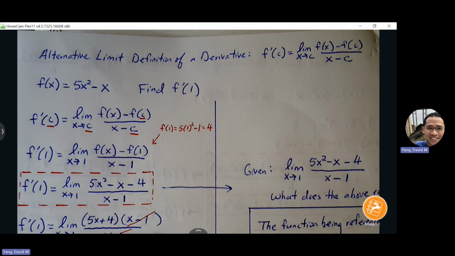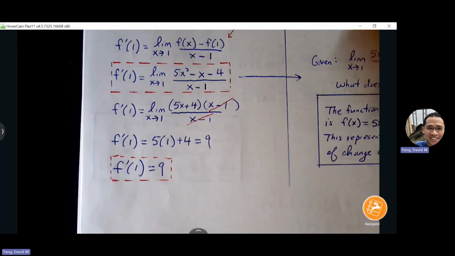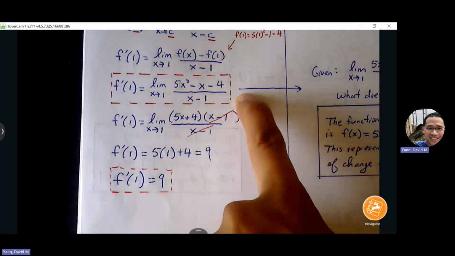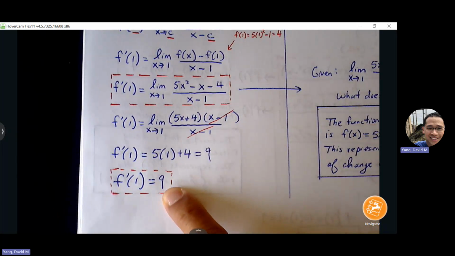f of x is the original function, so that gets replaced with 5x squared minus x. f of 1 is just evaluating the function at 1, that becomes minus 4. I'll put a box around that because we'll come back to this form later. But if we were to go from here, we know this will give us 0 over 0. We factor, reduce, and we get all the way down to f prime of 1 equals 9. It's the same function as the one before, but we're just going down a different path.